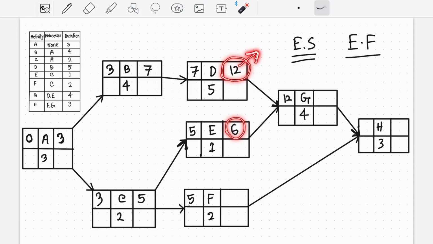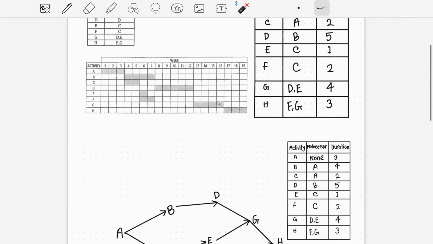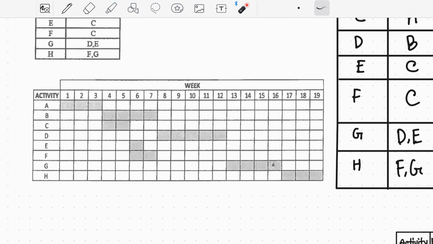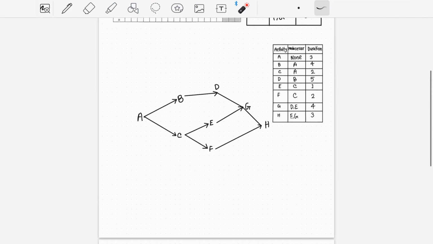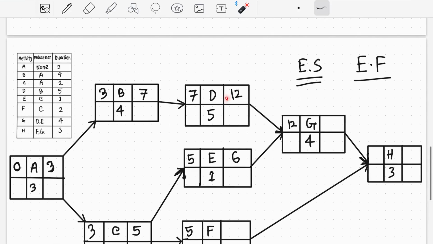Why do we take the highest number? Because you see, for the 12 and 6, when this 12 weeks finish, then the G activity will start. You can go to the Gantt chart and see that the G activity will start when the 12th week is gone. After 12 weeks, G activity will start. So that's why I will take the highest number.